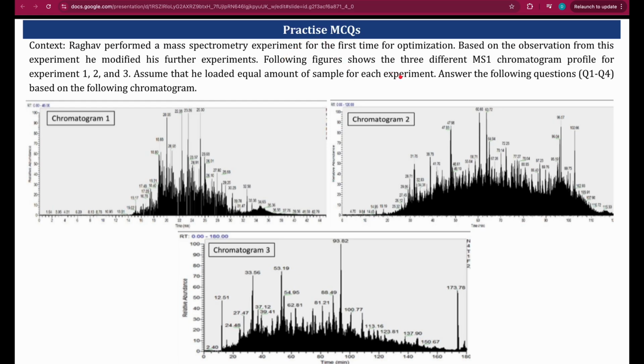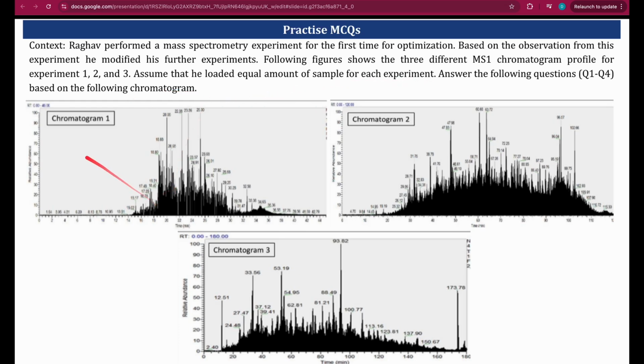The following figures show the three different MS1 chromatogram profiles for experiments 1, 2 and 3. So this is the chromatogram. In this case the x-axis is time in nanoseconds, and the y-axis is the relative abundance of a particular peptide at that particular time point. So assume that he loaded an equal amount of sample for each experiment. Now you have to answer the following questions from 1 to 4 based on these chromatograms.